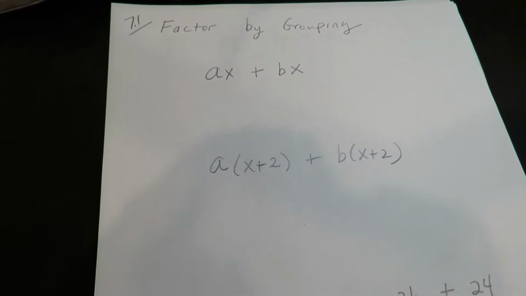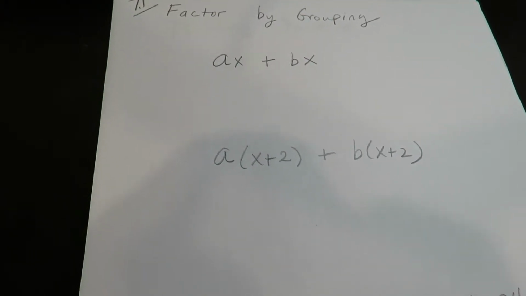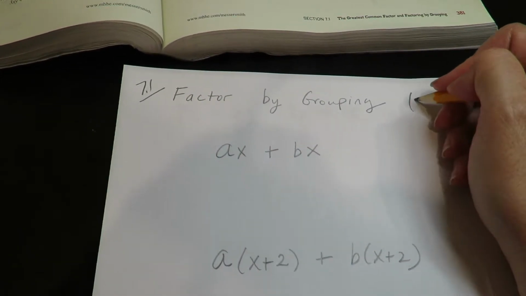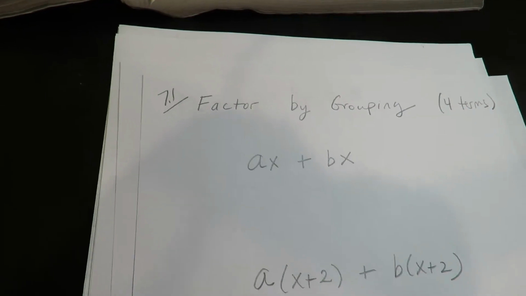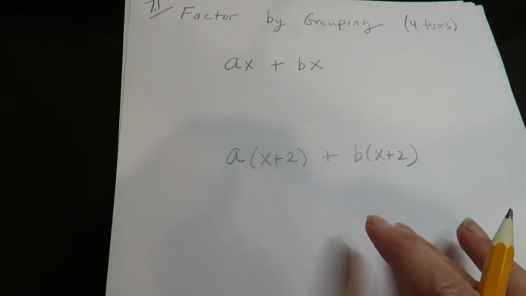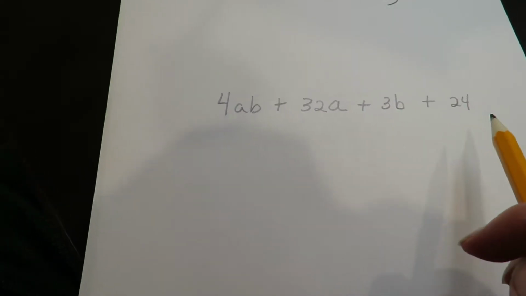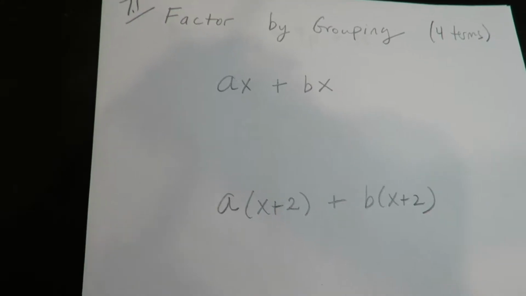Okay, gang, the second part of 7.1 is factor by grouping. You use this technique when you have 4 terms. The first 2 are just sort of prepping you. This is actually a full-blown factor by grouping because it has 4 terms, okay? The first 2, I'm just trying to show you something.